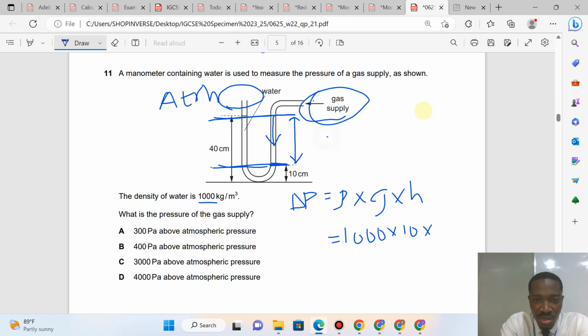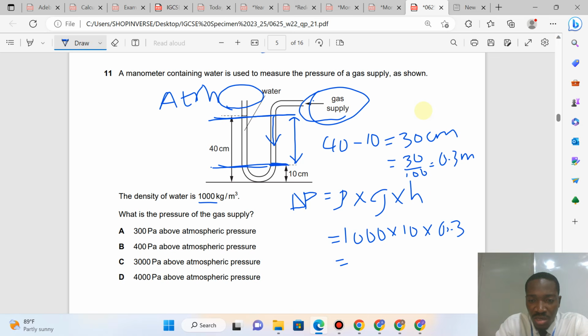40 centimeters minus 10 centimeters gives you 30 centimeters. This 30 centimeters, you have to convert it to meter by dividing by 100. That will be 30 divided by 100, which gives us 0.3 meters. That is the height. The height is 0.3 meters. So we have 0.3 in place of our height. 1000 times 10 times 0.3, that will give us 3000. That will be the difference in pressure.